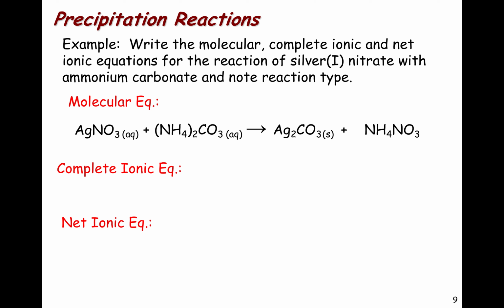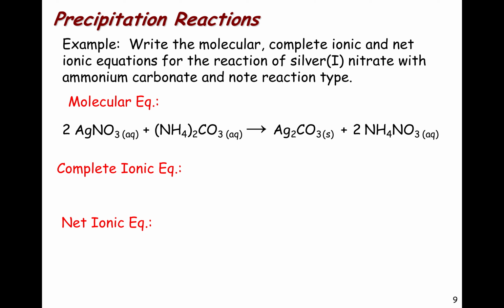And then finally the other product, ammonium nitrate. Ammonium compounds are always soluble. Nitrate compounds are always soluble. So this is (aq). At this stage, we need to take anything that has (aq) after the formula and break it apart into ions to get the complete ionic equation.